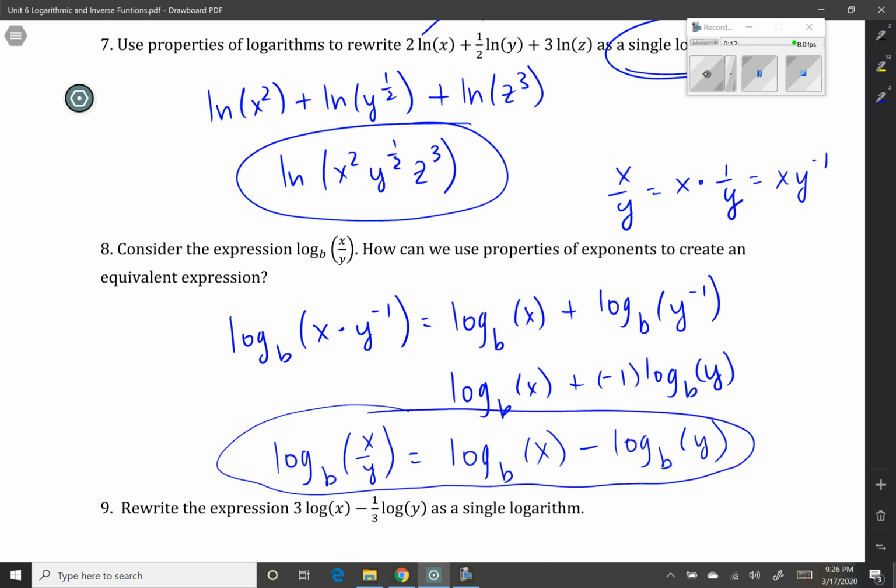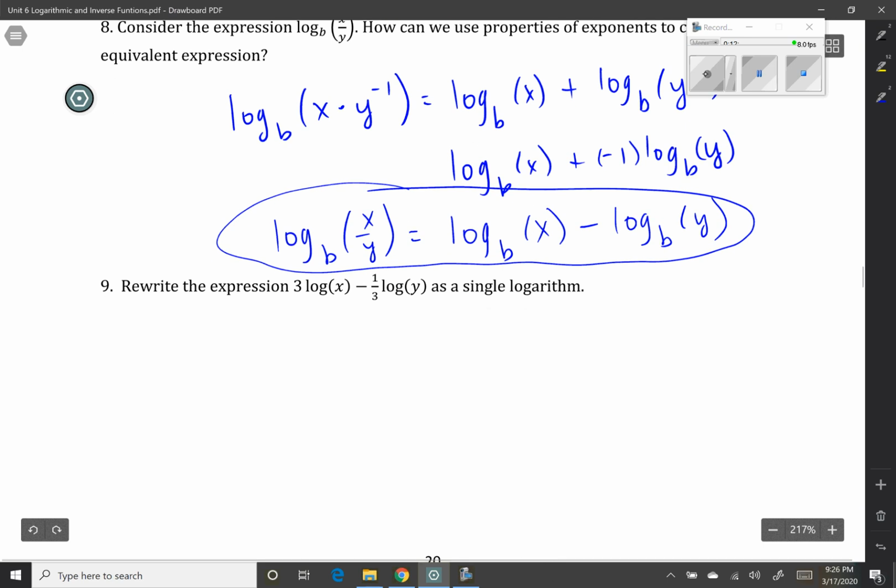So let's try this one more time. Log base 3 log of x minus 1/3 log of y. Again, notice it says single logarithm, so I want one logarithm in my answer. The first thing I want to do is bring those exponents back. So I'm going to say log of x to the 3rd minus log of y to the 1/3.